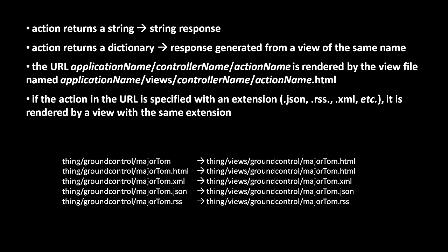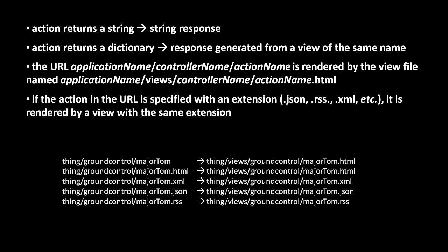However, if the extension is something else, like say .xml, then the view file should be the one named majortom.xml, and if it's .json, it should be majortom.json. Or if the URL extension is RSS, then it's the view file named majortom.rss. Now, these view files, whether they end in .html or .xml or .json or .rss, the contents of these files aren't really what the extension implies.